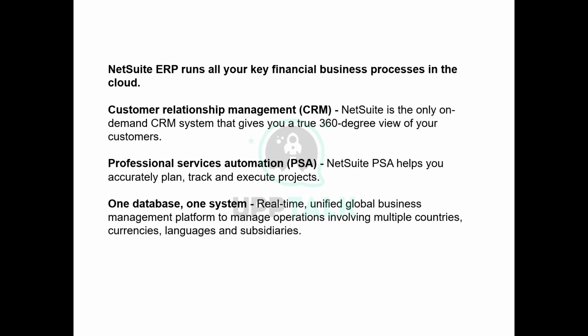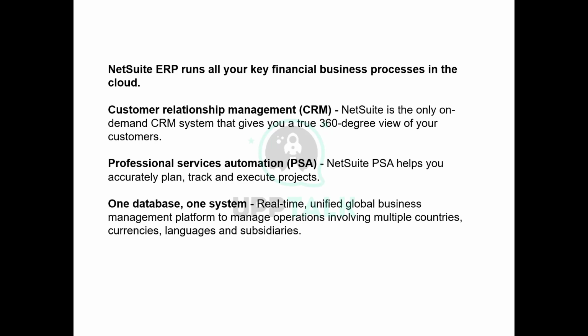So these kinds of things, and the professional service automation, you can plan, track, and execute your projects and everything. Okay, and then we have one database and one system. So right now, everything is in one system. Okay, so CRM, purchasing, sales, everything in one system. So you are not fetching any details from outside, so it's like one database, one real system.